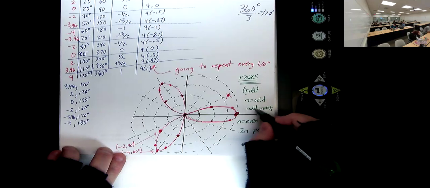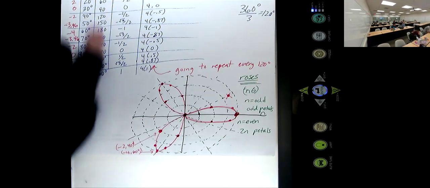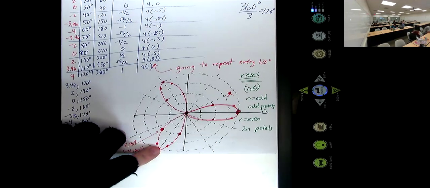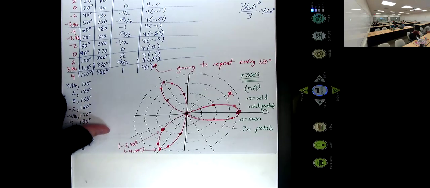Your odd number of petals is going to be the same as your n. We had 3 theta and we had 3 petals. You had 5 theta, you're going to have 5 petals. You had 7 theta, you're going to have 7 petals. If n is even, like 4, you're going to have twice as many, you're going to have 8 petals.